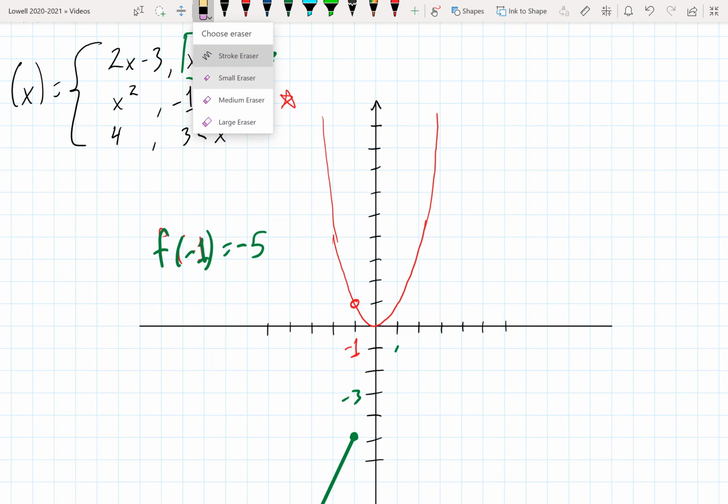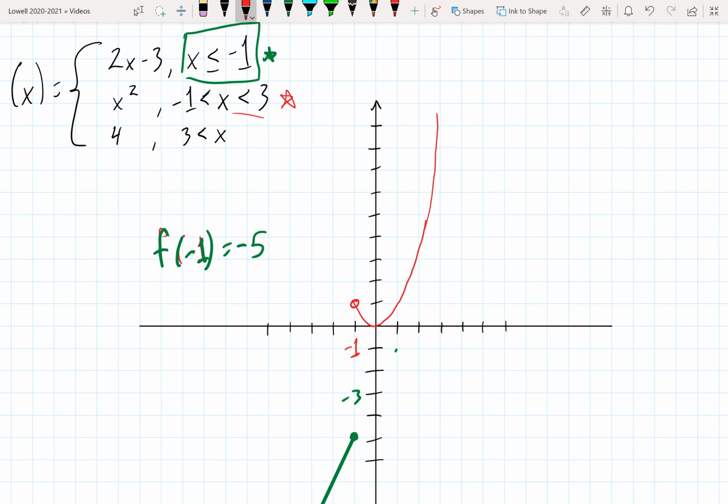So let me now erase this piece of the graph. And the question is, how long do we follow this parabola? Well, we're scooching along the parabola until we get to x less than 3. So basically up until 3. And so that point right here, that'll be, let's see, 3 squared would be 9. So 1, 2, 3, 4, 5, 6, 7, 8, 9. That's going to be right there. And so that red piece is going to be our graph in that middle chunk.